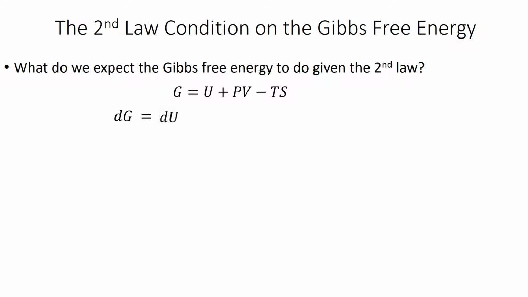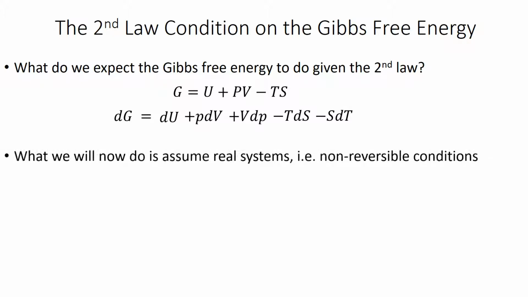dG is equal to dU, that all makes sense, but PV is two functions multiplied together. So we have to apply the product rule. So we get plus PdV plus VdP. Naturally, we'll have to apply the product rule again to the TS component. We've seen this before, and there we have it.